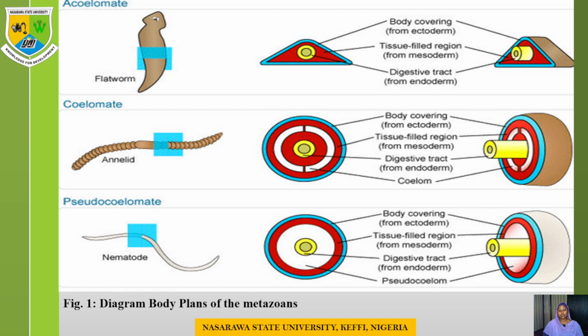A critical example of the body plan of the metazoan is the acoelomate, which falls under the phylum Platyhelminthes, as shown in the flatworm. The coelomate is shown in the phylum Annelida, which is the earthworm, and the pseudocoelomate, that is the false coelom, is found in the phylum Nematoda, as in roundworms.